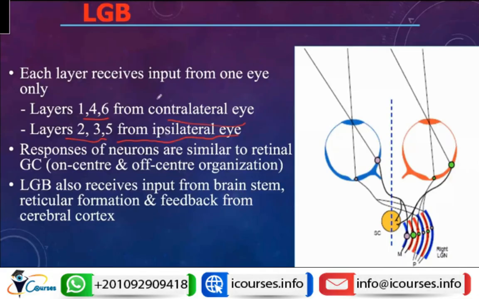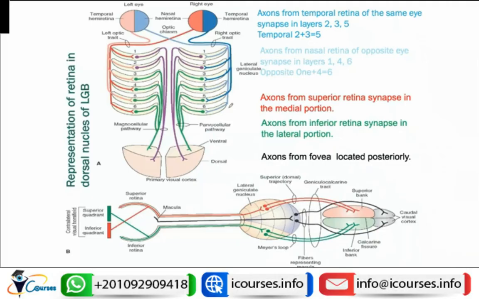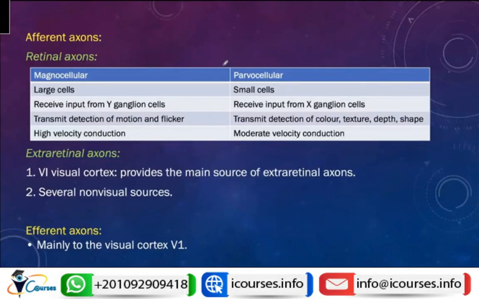Not only the retina, but also the lateral geniculate body receives some connection from the reticular formation. They project mainly to the cerebral cortex, and they also receive feedback from the cerebral cortex. So this slide has been mentioned and discussed thoroughly in the anatomy, and I just want to remind you. So let's see what are the afferent axons. If this is the lateral geniculate body, what are the fibers that will project into it? And what are the fibers that will emerge from it to other sites of the brain?